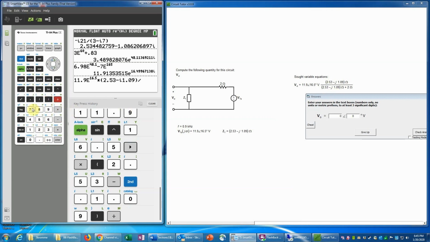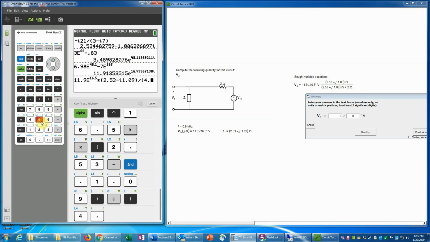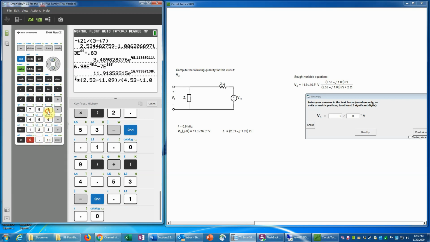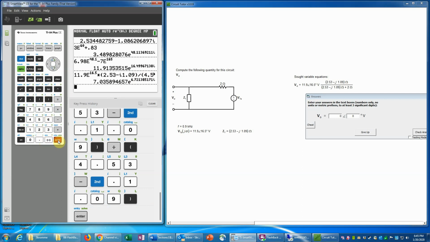And then we divide by the denominator, which I'll open parentheses there. And so just adding that in my head, I can see that that's 4.53, just to save a little writing here, minus J 1.09. So minus I 1.09. And close parentheses for the denominator. And that should be correct. So now I just press enter. And that should be the resulting value of V0. So let's enter that here.